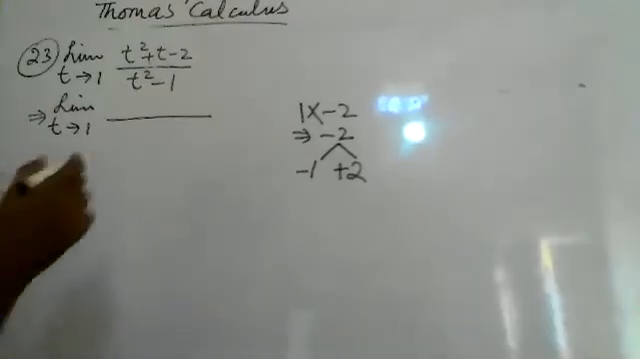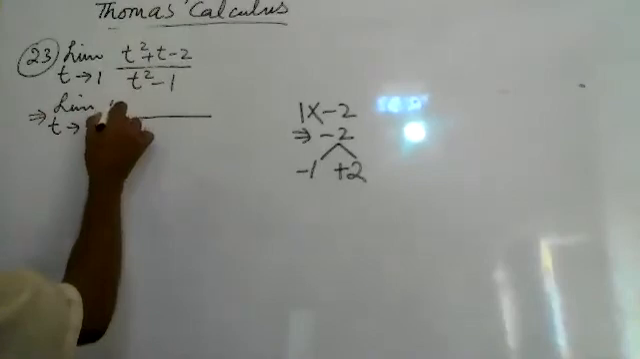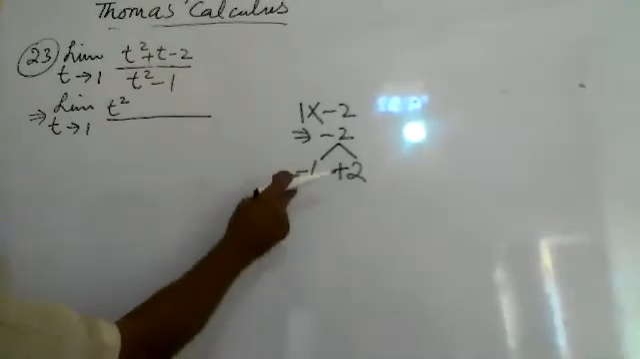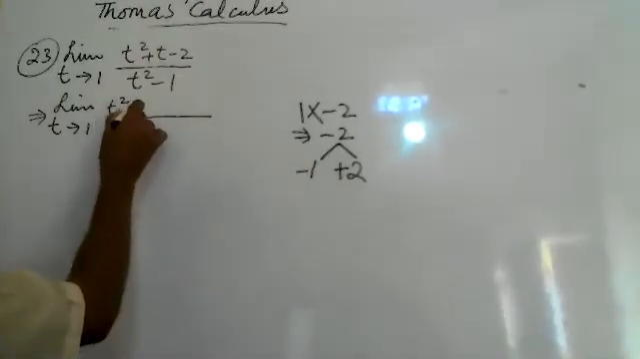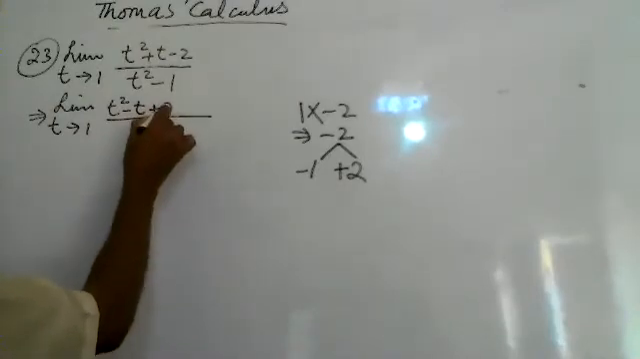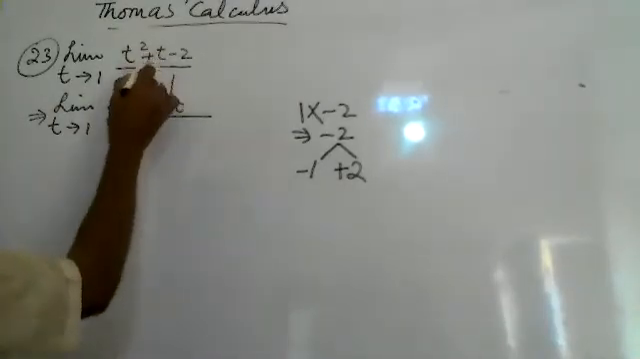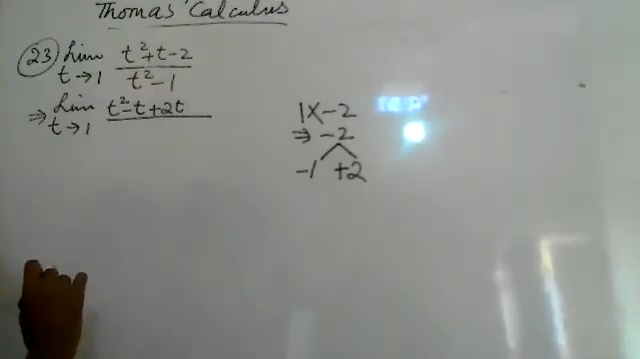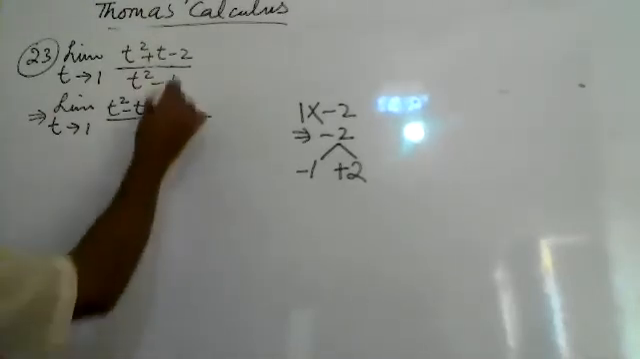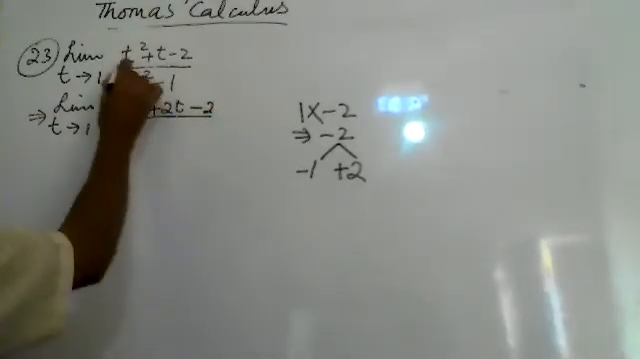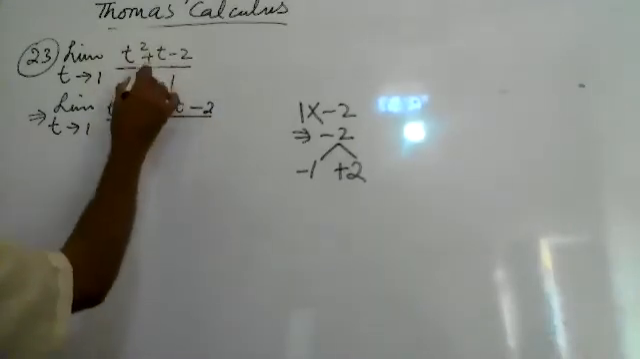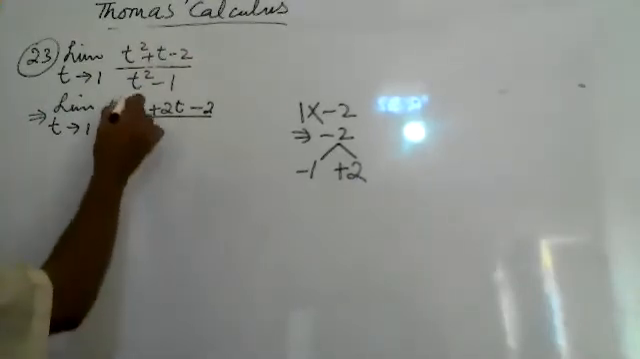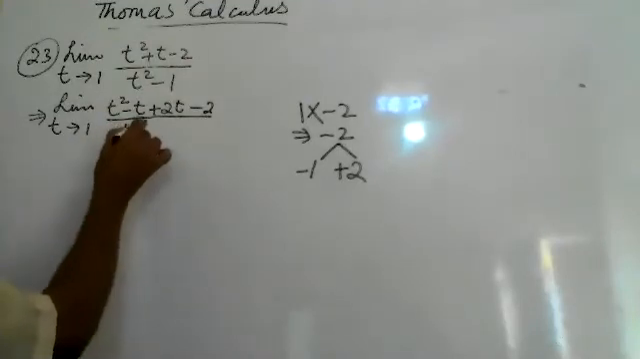So the middle term will be broken. So t square. Now the middle term will not be written; we will write these two. So minus t and plus 2t. So the middle term t will be broken into minus t plus 2t. Minus t plus 2t will be t. And minus 2. These two terms will remain as they are. The middle term will be broken into the two numbers. Now this is t square, this is 1 square.